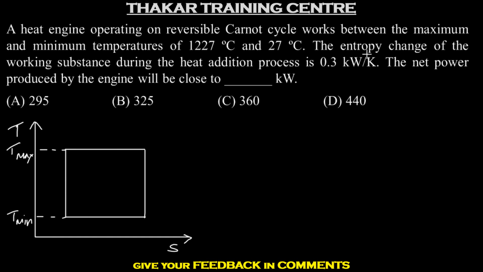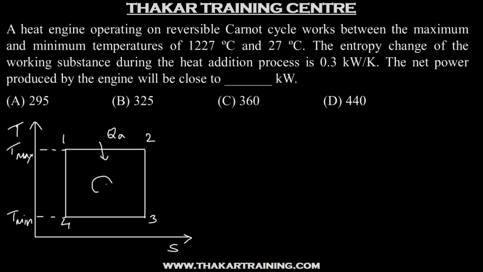Right. And the information they are giving is that the entropy change of the working substance during the heat addition process is 0.3. So this is the heat addition process Q_A. If we call this process 1 to 2 and then complete the cycle, this is 1, 2, 3, 4. It is a heat engine, so we have a clockwise cycle over here. The entropy change that they are talking about is this. This is the delta S that is given to us during the heat addition process.